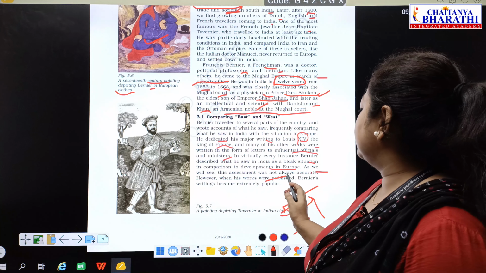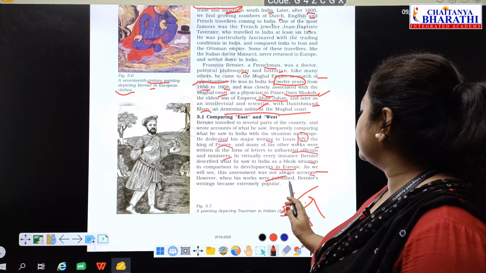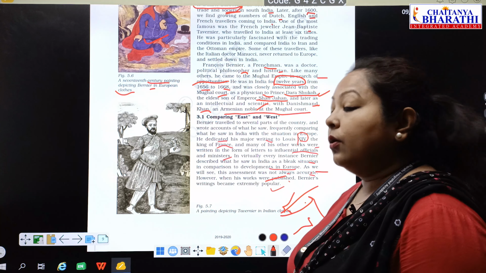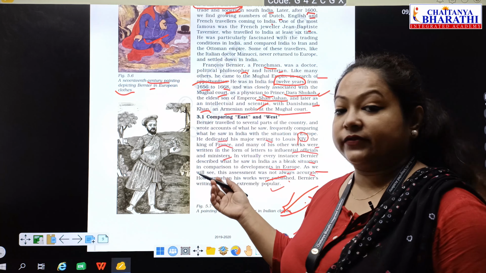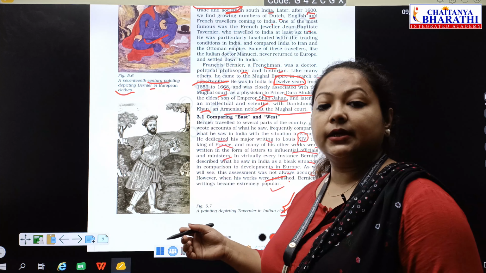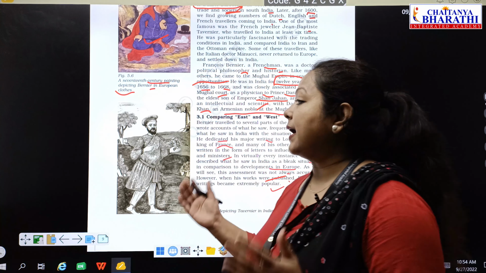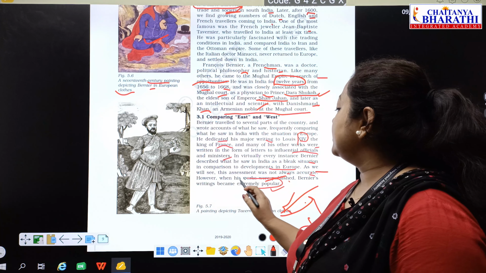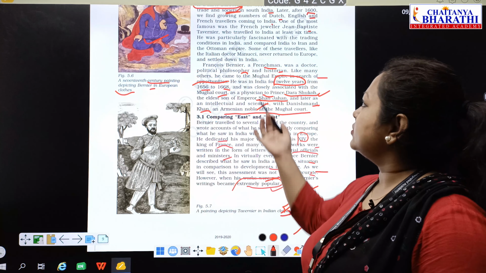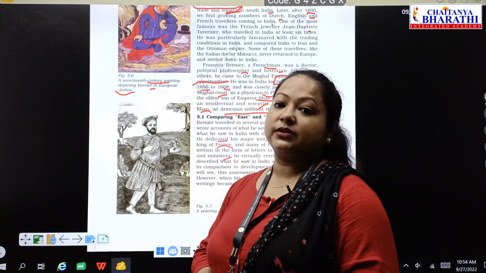As we also see, his assessment was not always accurate. However, when his works were published, Bernier's writing became extremely popular. His assessment was not that authentic at that period of time, but later on when translation was done and the final account was open to the people, most of the things became quite popular. Because he mentioned the society, and when it comes to society, things become very popular, because the traditions and customs of different places are different, and people are always curious to know something new.